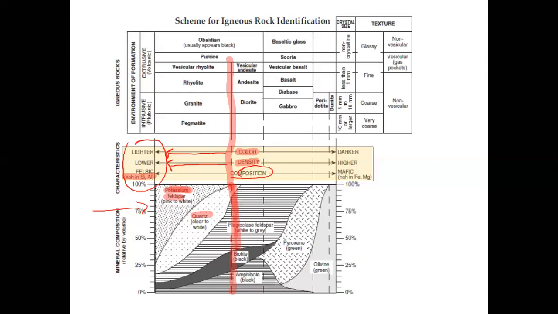But I just want to make sure you guys understand that the bottom part is that mineral composition, and it does affect the color, the density, and obviously if it's felsic or mafic.